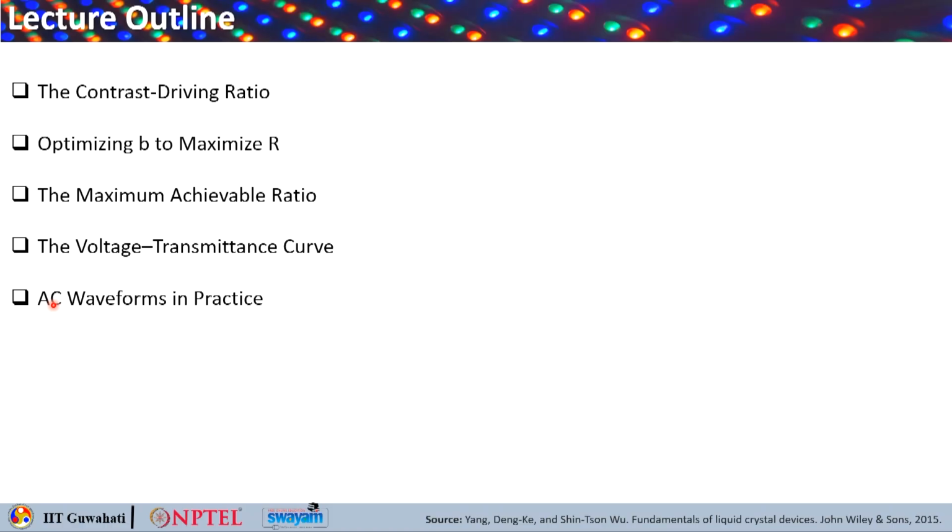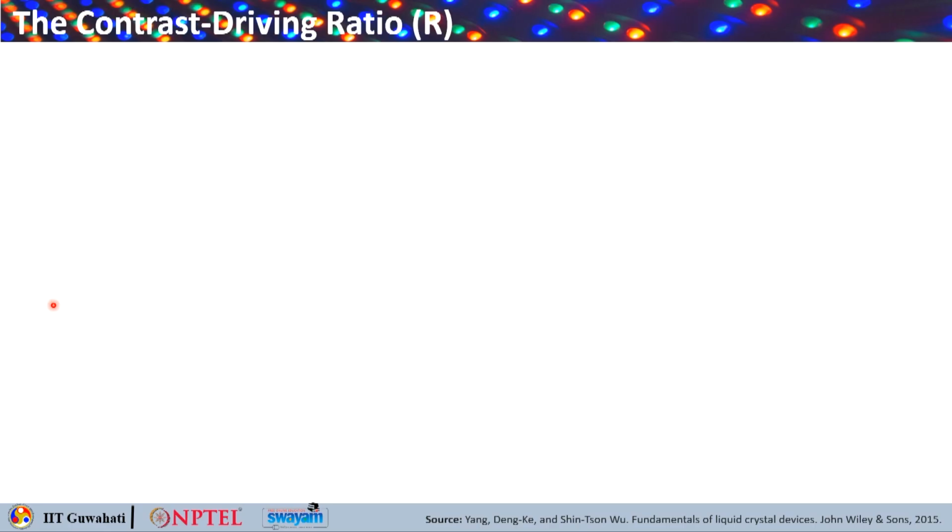So here is the lecture outline. We'll be talking about the contrast driving ratio. We'll look into how we can optimize B to maximize the contrast ratio R, the maximum achievable ratio, the voltage transmittance curve, and also the AC waveforms in practice.